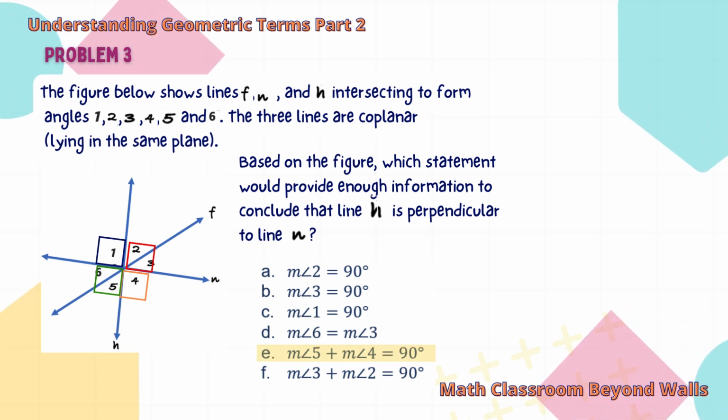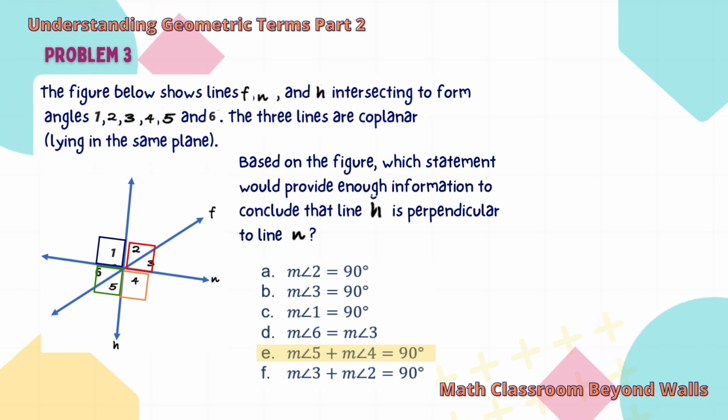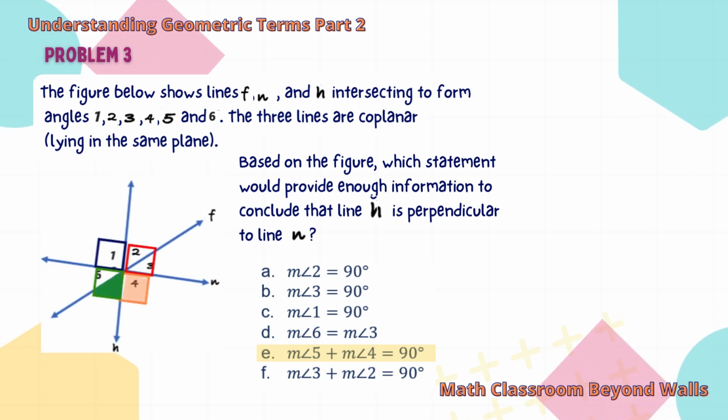Let us go to option E. The measure of angle 5 plus the measure of angle 4 is equal to 90 degrees. Where are angle 5 and angle 4 in the figure? Oh, the sum of the two angles is more than 90 degrees. So no, the statement would not provide the information to conclude that line H is perpendicular to line N.